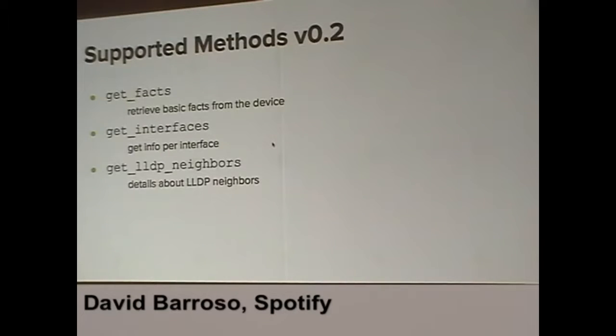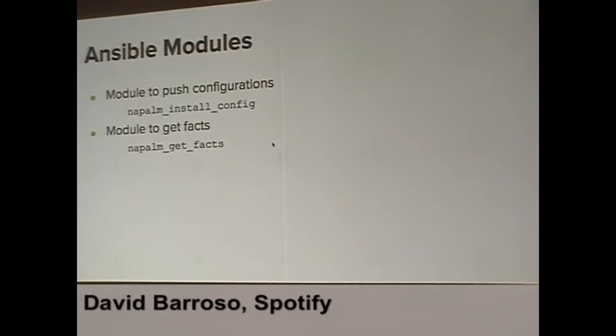And we support a few other methods to get objects from the device. We can get some facts, like the device model and the serial number. We can get as well interfaces, and we can get as well the LLDP neighbors. And we also provide a few Ansible modules to be able to use this library, which I will be using in the demo in a few minutes.